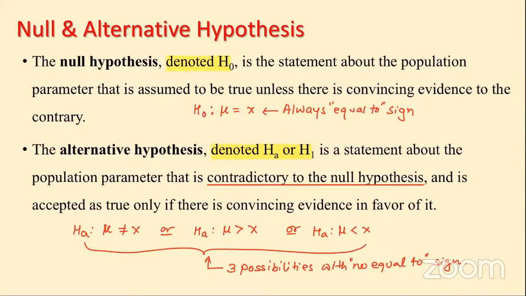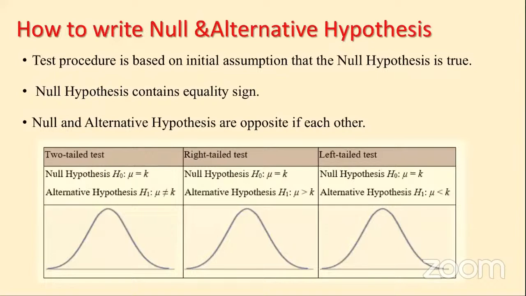Let's move on to the next slide, on how to write the null and alternative hypothesis. We already have a little bit of an idea how we can write them. Here are the guidelines and some additional information. The test procedure is based on the initial assumption that the null hypothesis is true. After we write the null hypothesis, we consider it to be true, but it is not a fact. We have to prove it by performing those statistical tests.